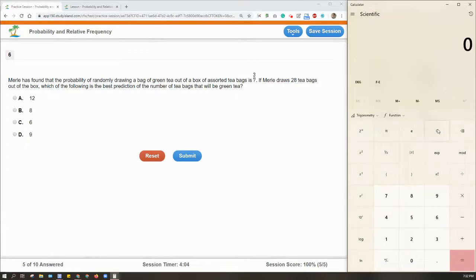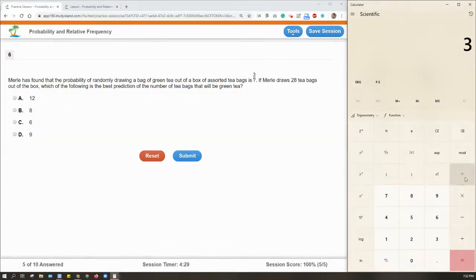Number 6, Merle has found that the probability of randomly drawing a bag of green tea out of a box of assorted tea bags is 3/7. If Merle draws 28 tea bags out of the box, which of the following is the best prediction of the number of tea bags that will be green tea? So 3/7 of 28. You can use your fraction skills for this, or you can use a calculator.